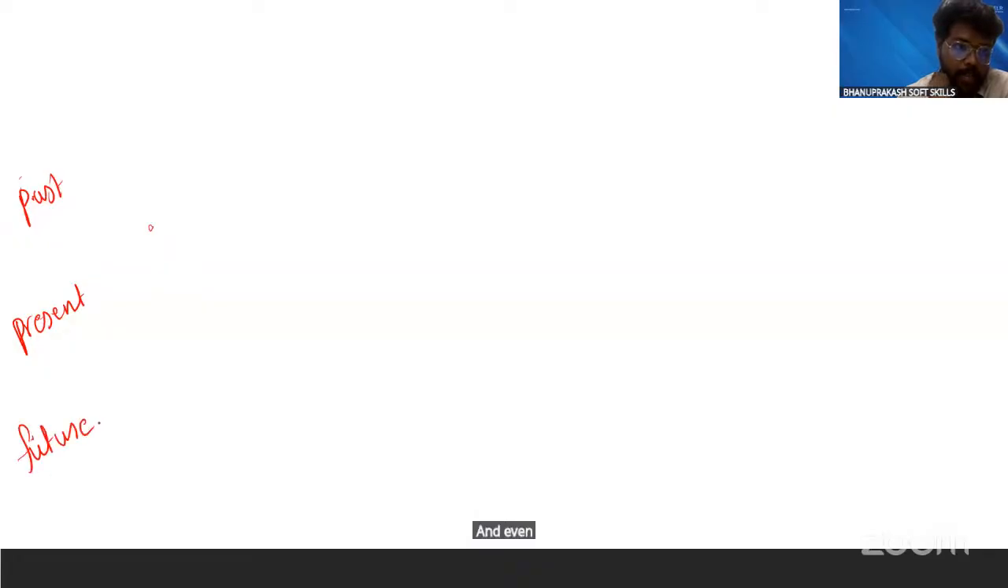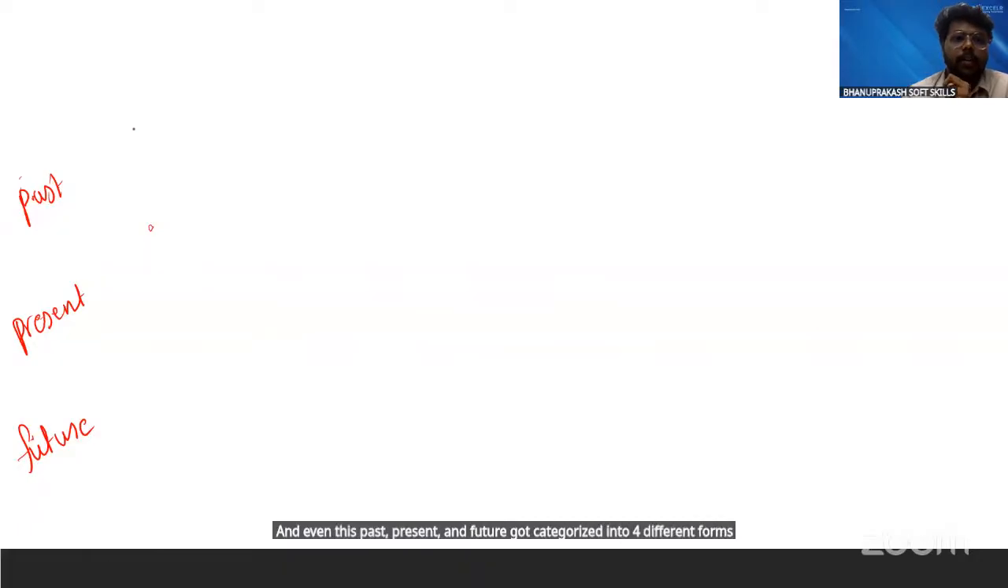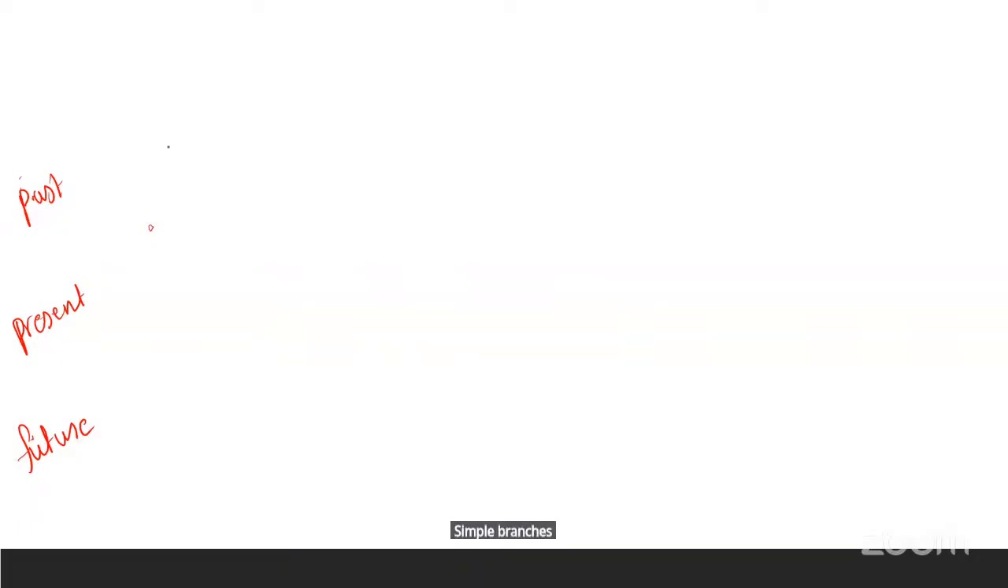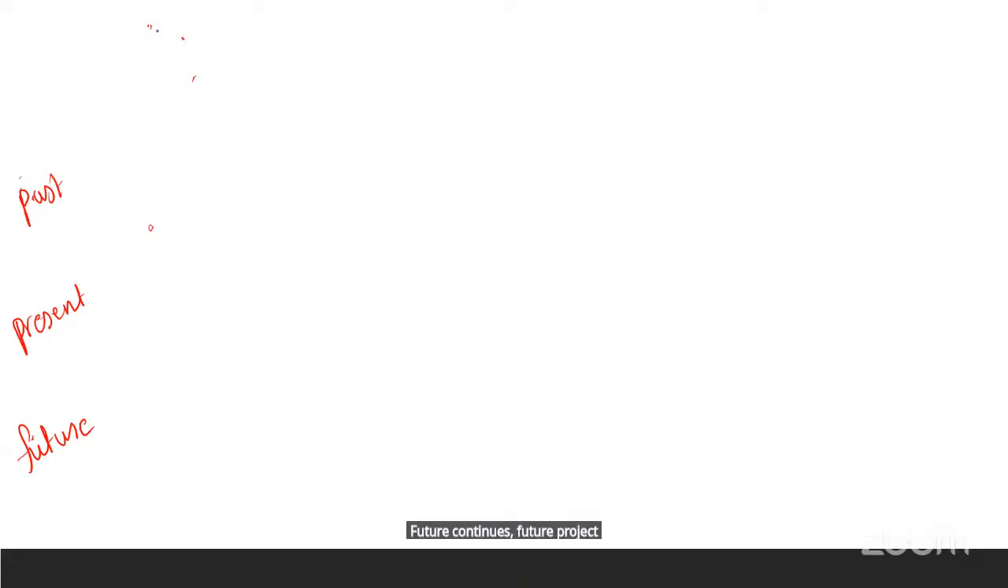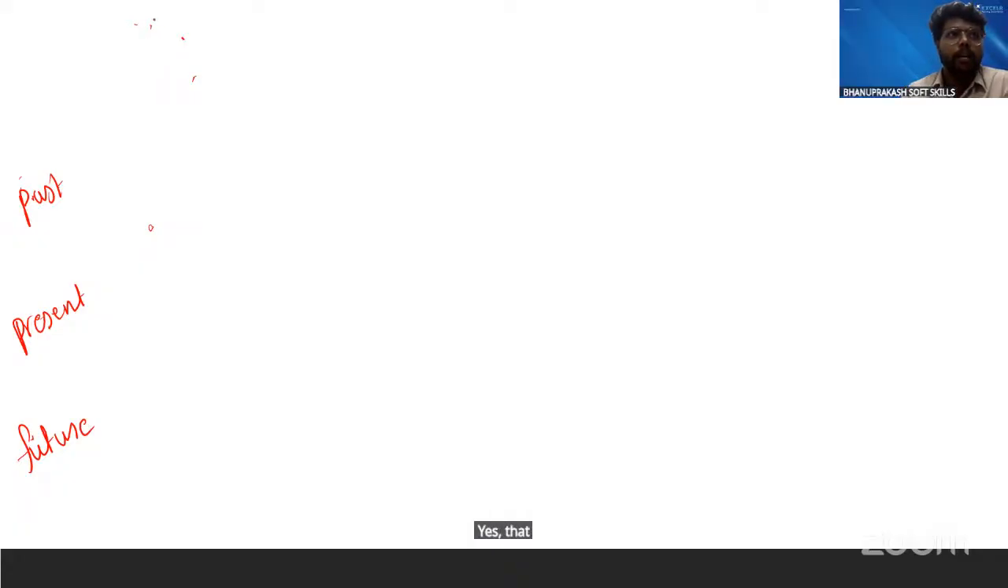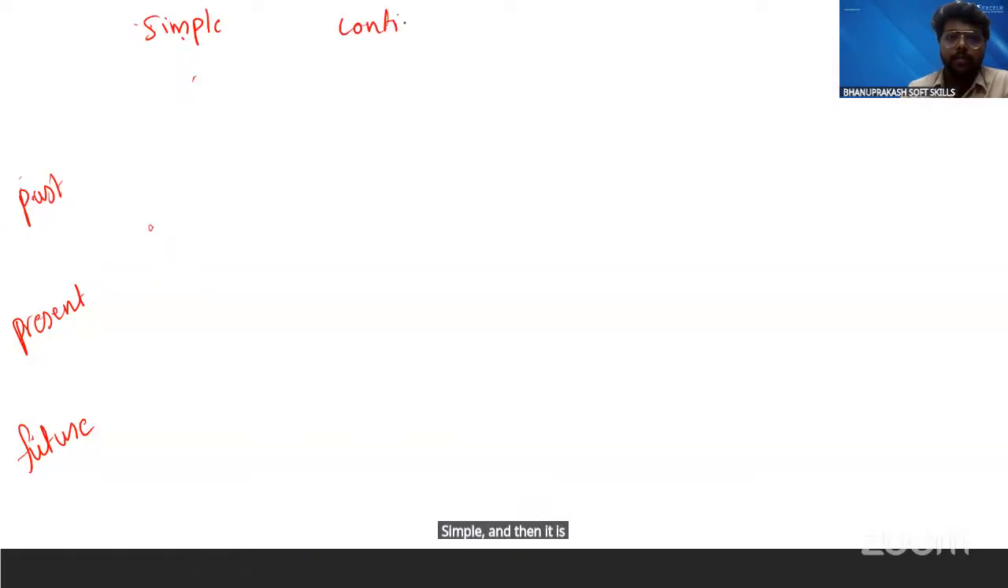And even this past, present, and future are categorized into 4 different forms. They are simple, continuous, perfect, and perfect continuous: present simple, present continuous, present perfect, present perfect continuous; past simple, past continuous, past perfect, past perfect continuous; future simple, future continuous, future perfect, future perfect continuous. Yes, that is true. Simply, it is categorized into 4 forms, which are simple first, then continuous and perfect.